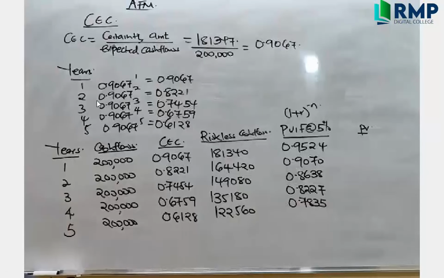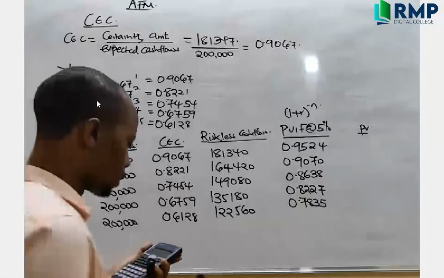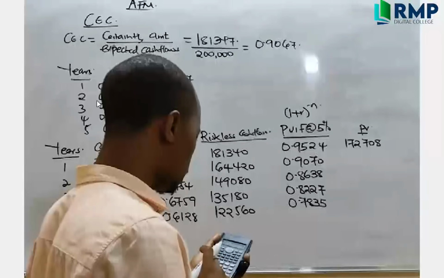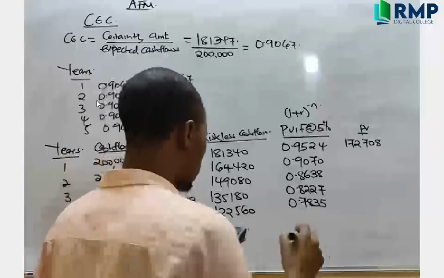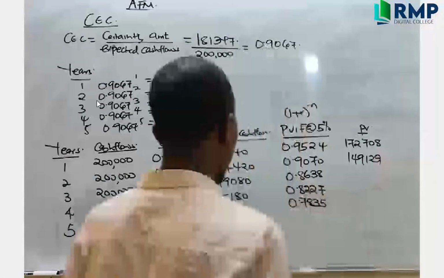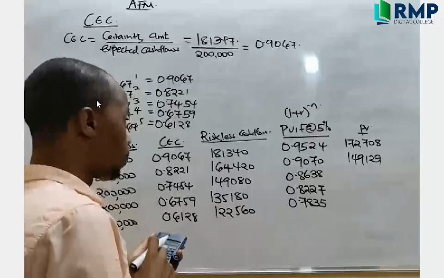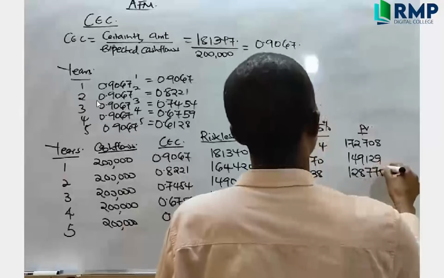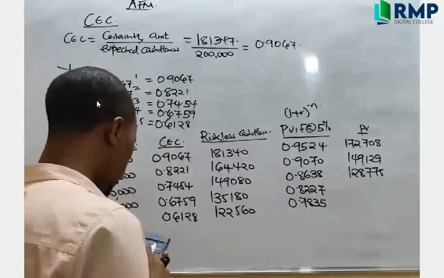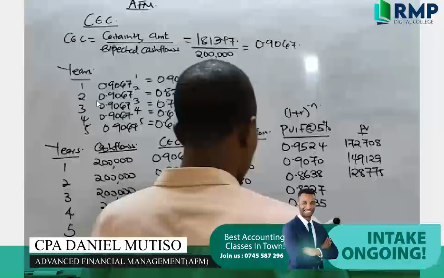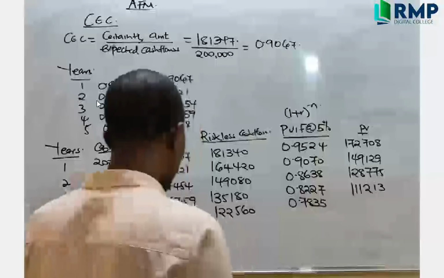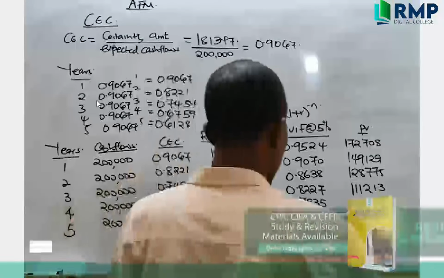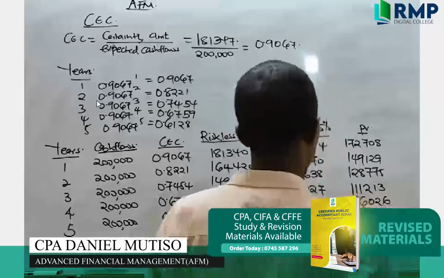So 181,340 multiplied by 0.9524. Here we are getting 172,708. The other one will be 164,420. Multiply it with 0.9070, getting 149,129. Then 149,080 multiplied by 0.8638, getting 128,775. 135,180, we multiply by 0.8227, we are getting 111,213. And the last one will be 122,560 times 0.7835. Getting 96,026.